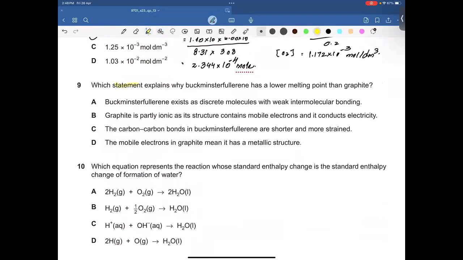Question number 9. Which statement explains why Buckminster fullerene has a lower melting point than graphite? By the way, Buckminster fullerene has a simple covalent structure, exhibits covalent bonding, has a molecular structure, and it has a molecular formula of C60. It has a lower melting point because it is a simple molecular structure.